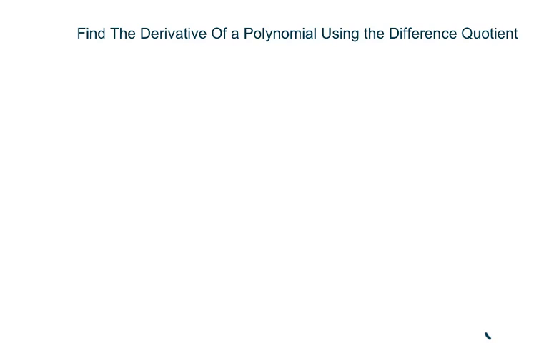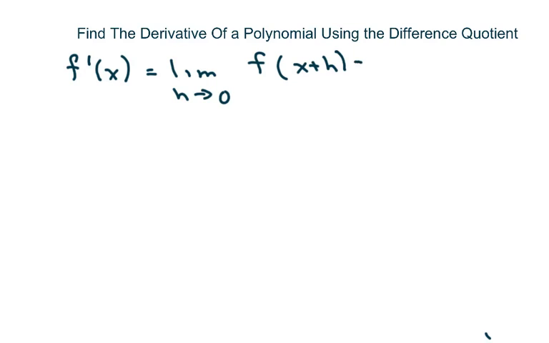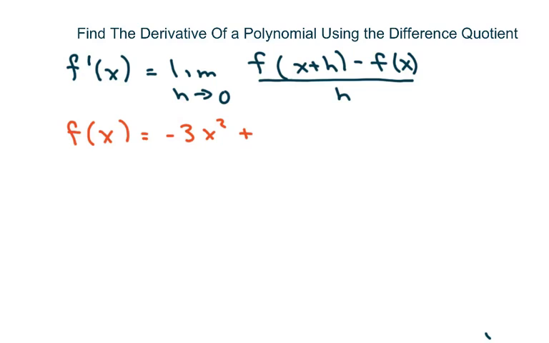Hey everyone, we're going to find the derivative of a polynomial using the difference quotient. Basically the formula is the derivative of f(x) equals the limit as h approaches 0, or gets smaller and smaller, of our difference quotient, f of x plus h minus f of x over h. And the polynomial we're going to use is f of x equals negative 3x squared plus 9x minus 10.